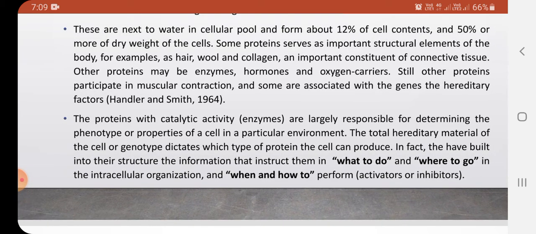The total hereditary material of the cell, or genotype, dictates which type of protein the cell can produce. In fact, they have built into their structures the information that instructs them in what to do and where to go in the intracellular organization and when and how to perform. These may be activators or inhibitors.